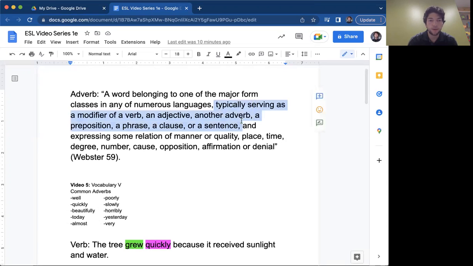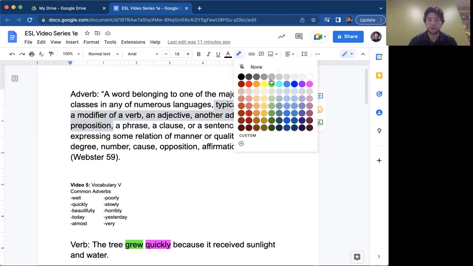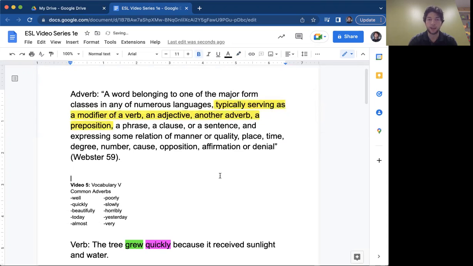So typically serving as a modifier of a verb, adjective, another adverb, preposition, and then we'll leave these complex things out for now. And also expressing some relation of manner or quality, place, time, degree, number, cause, opposition, affirmation, or denial.